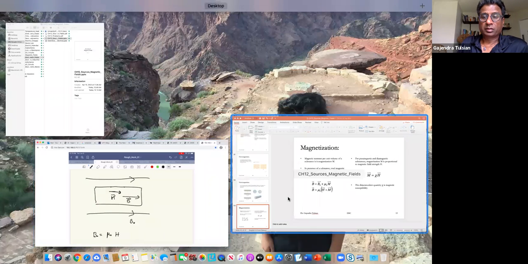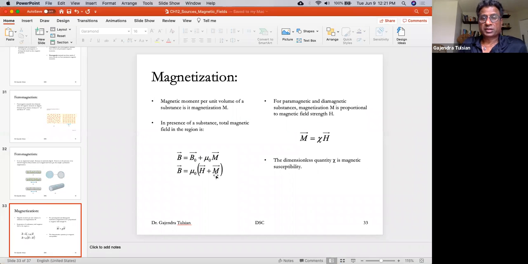Just so H has the same dimensions as M. And so this is related to the external field, B naught. So the magnetization of the material is related to the external magnetic field strength. And this proportionality constant is called the magnetic susceptibility. So essentially what this measures is how strong a magnet it becomes in the presence of an external magnetic field.